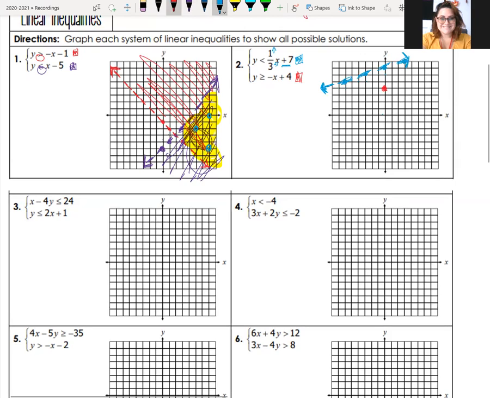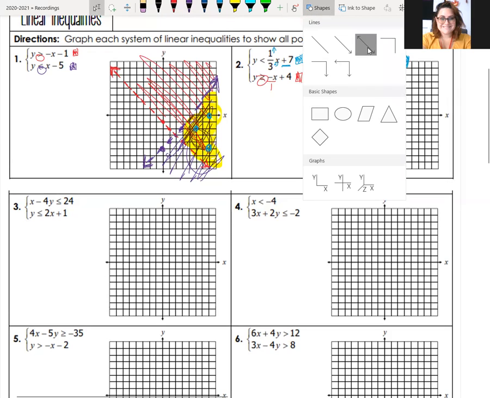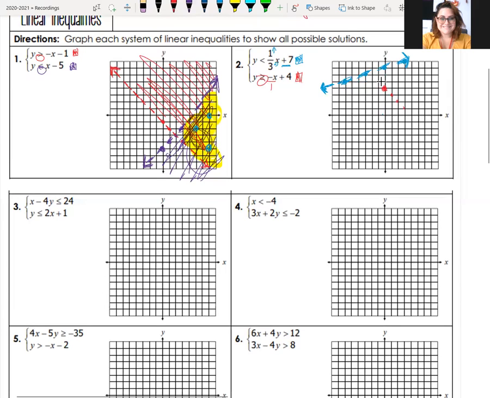For our red line, our second inequality, we started at +4, and this just says go down 1 over 1. 1, 1, 1. And this is going to be a solid line. So I can get out the easier one.